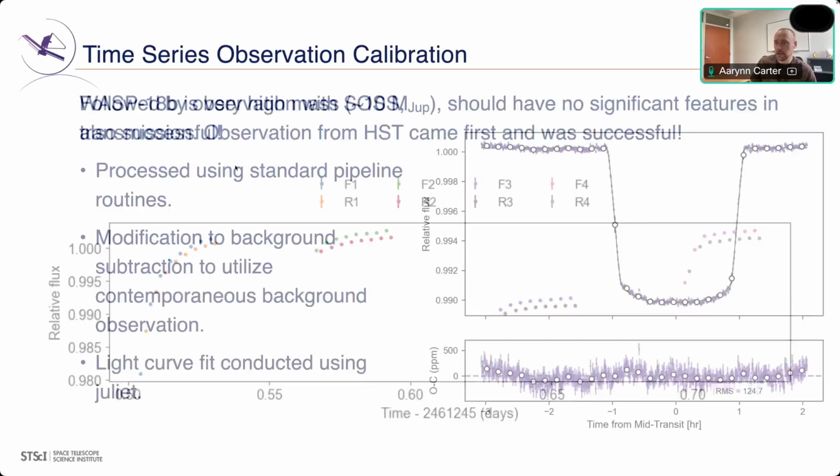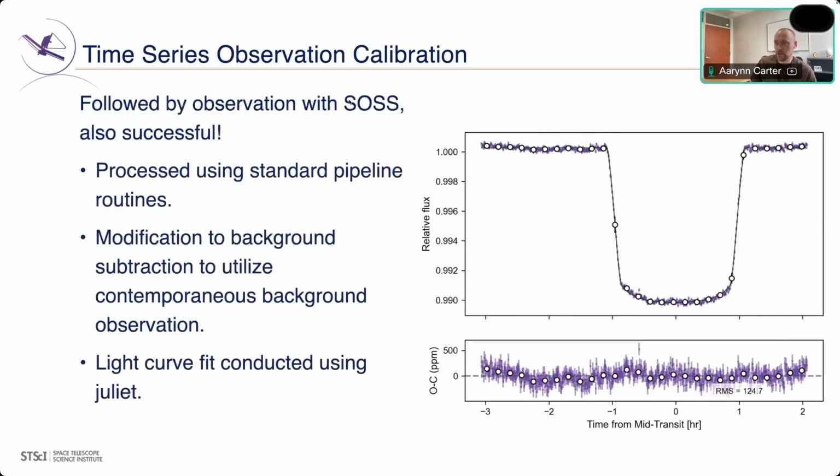And then here is the light curve from SOSS. So again, this is processed using standard pipeline routines. We're not doing anything fancy. This is kind of what the pipeline will give you by default. We did perform some small background modification to utilize our contemporaneous background that was taken with this observation. It doesn't make a huge difference on the light curve itself, but that's available as well.